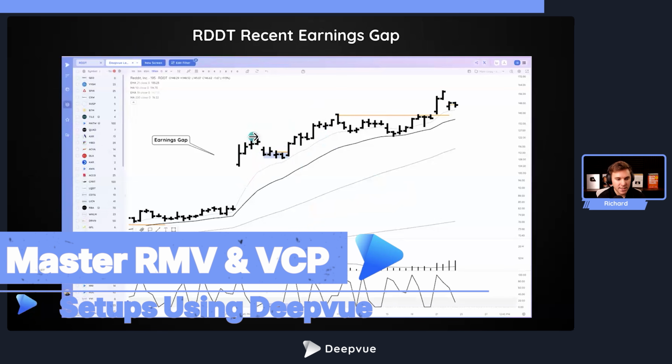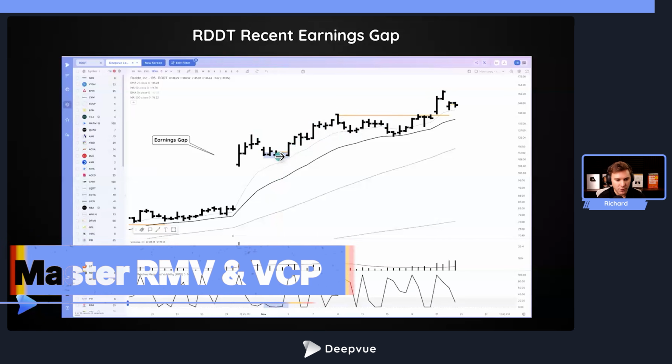And here we had the earnings gap, slight push up. Then we had the pullback into the 10 EMA on this time frame. The tight area formed, RMV went to zero, and then we get that U-turn I was talking about. Nice move up, and I think we're up 30% or so from this move higher.